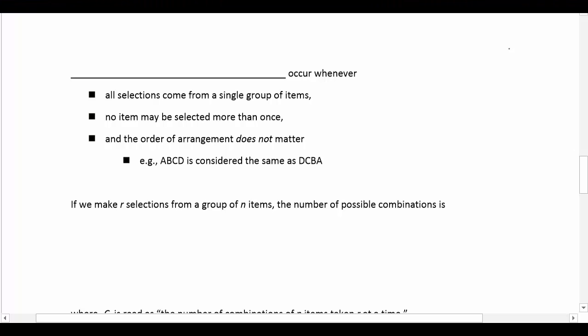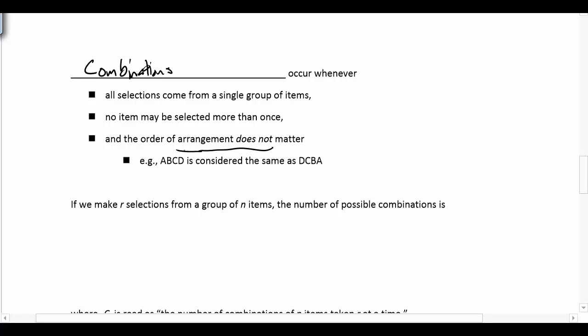Okay, a combination occurs when the following rules are met. This is different than a permutation. All selections come from a single group, no item may be picked more than once, and the order of the arrangement does not matter. So in a permutation, the order does, and in this one it does not.